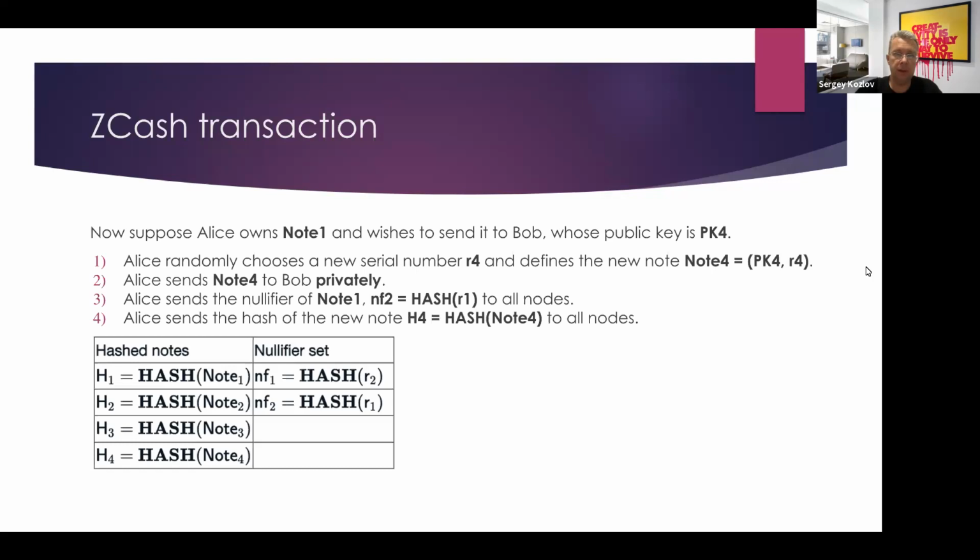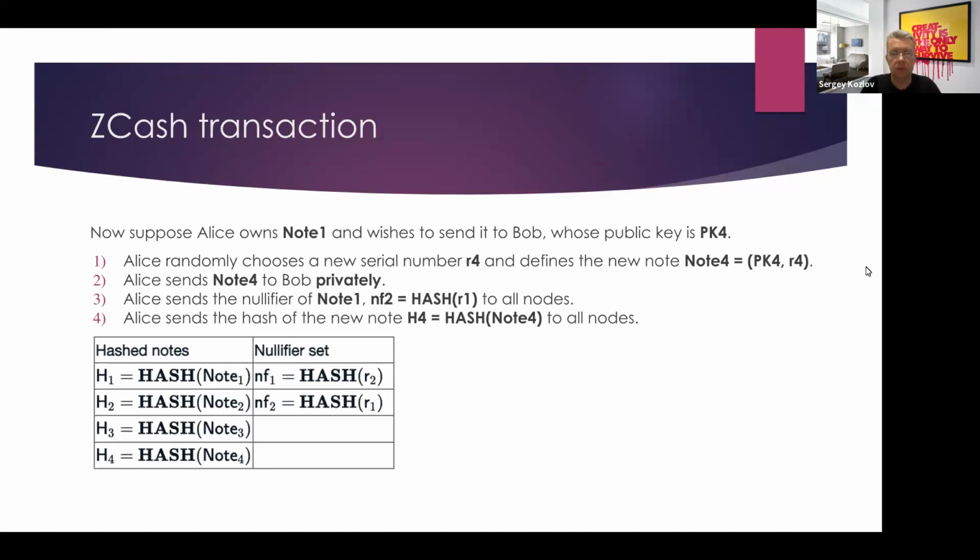Then Alice sends node 4 to Bob privately. She has to send this data to Bob privately somehow; we won't discuss how it's done. The third step: Alice sends the nullifier of node 1 to all nodes. So what does the blockchain get from Alice? In step 3, the blockchain receives the hash of R1.